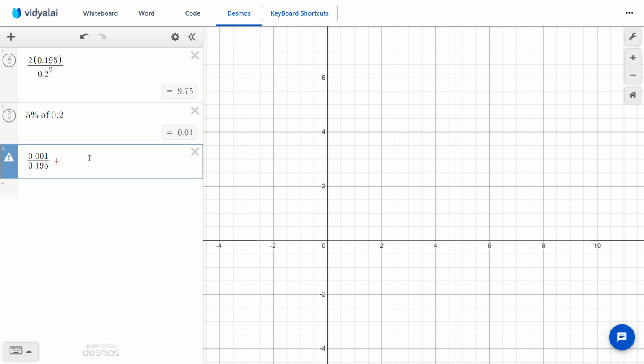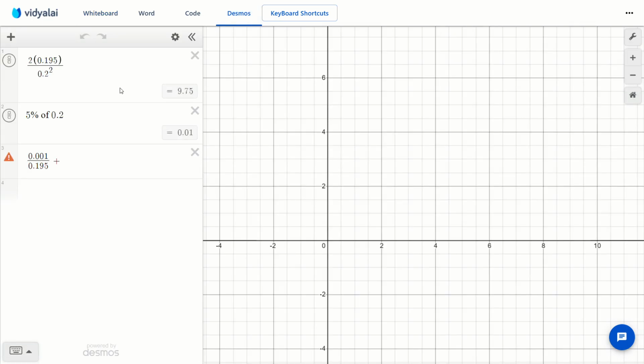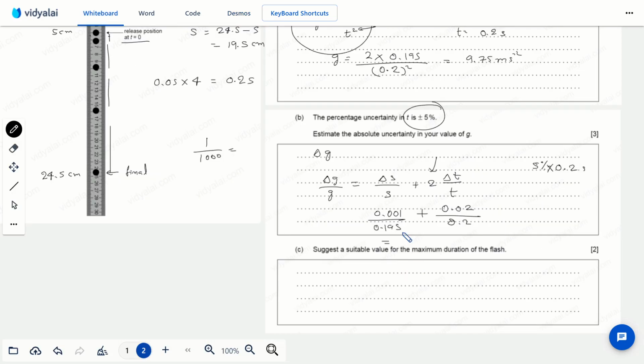And the other term is 0.02 divided by 0.2. So we get 0.15. I'm just going to write that down, 0.105. But this is not the actual absolute uncertainty. So we still need to rearrange this equation and substitute for g to get delta g.